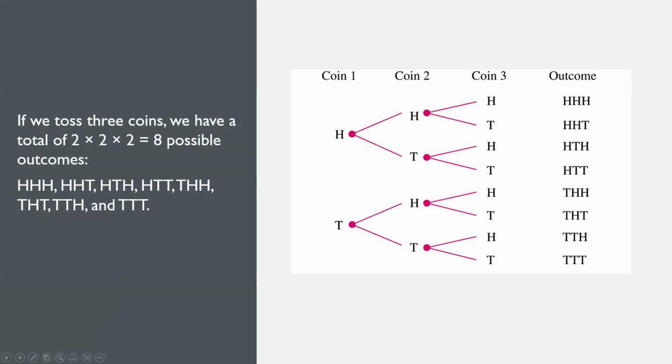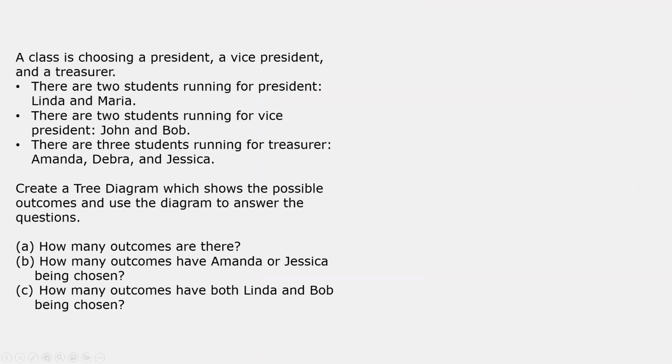Let's take a look at an example. A class is choosing a president, vice president, and a treasurer. 2 students are running for president. 2 students are running for vice president. And there are 3 students running for treasurer. This question says, create a tree diagram that shows the possible outcomes and then use the diagram to answer the following questions. So first we need a tree diagram.